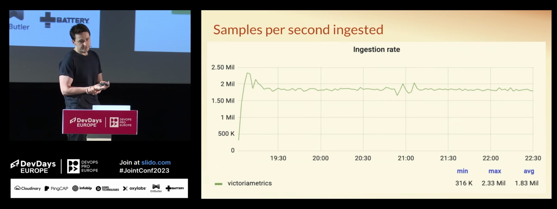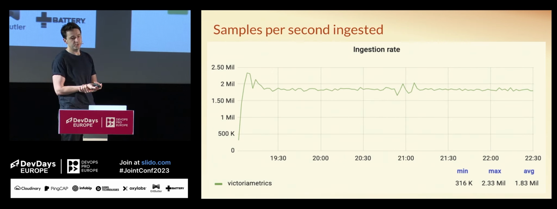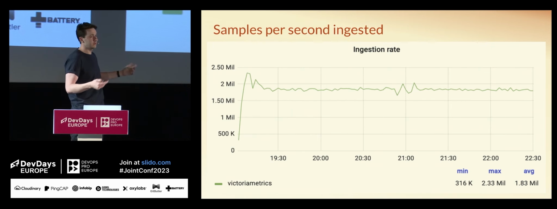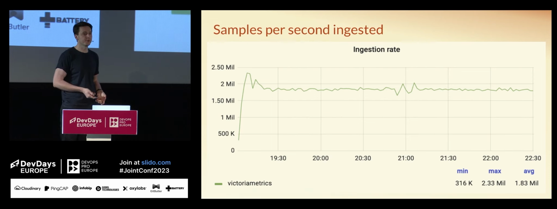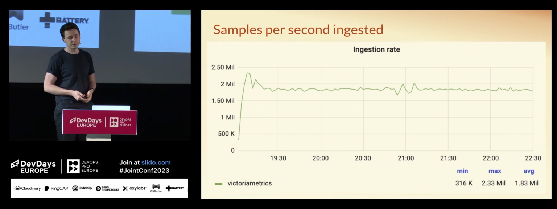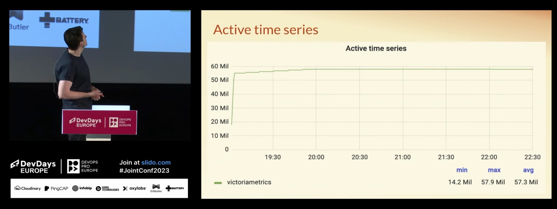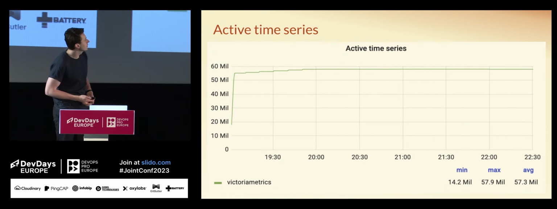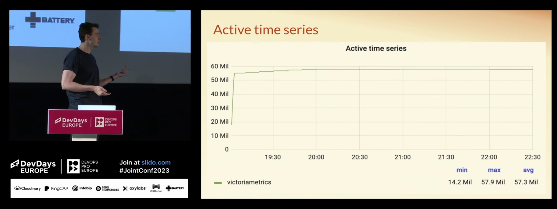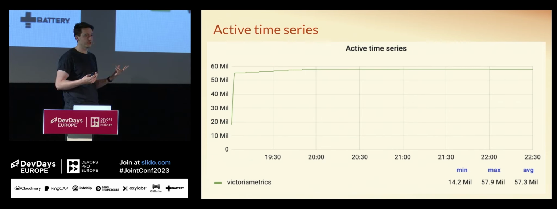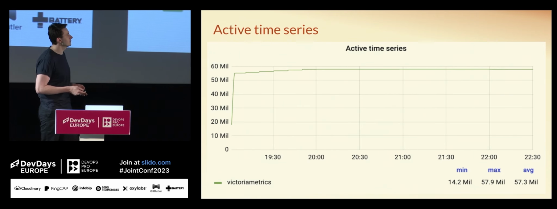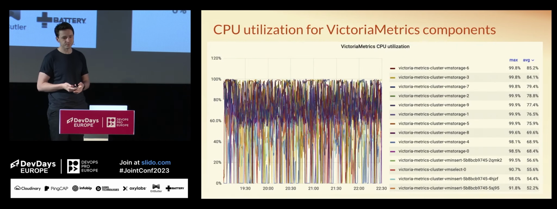You can see that it was stable. Ingestion rate was stable. There was a small hiccup at the beginning until caches probably filled. But on average, it was like 1.8 million samples per second ingested into this setup. Active time series are on every hit marks like 58 million. I said before it was 29, but replication factor x2 means we ingest 2 times more data, so it doubled to 58 million active time series.